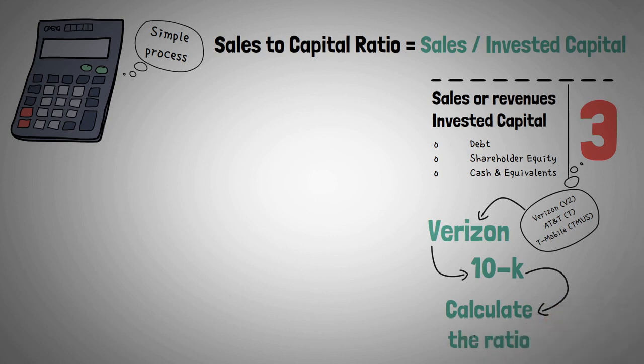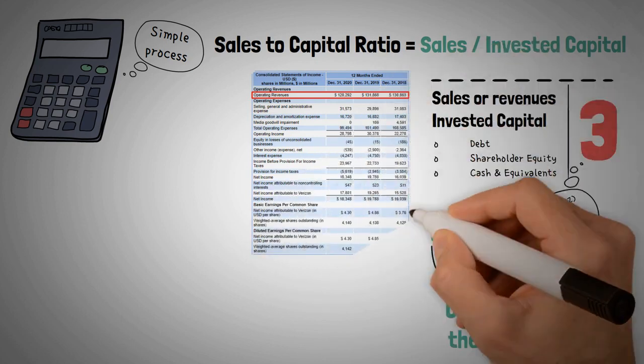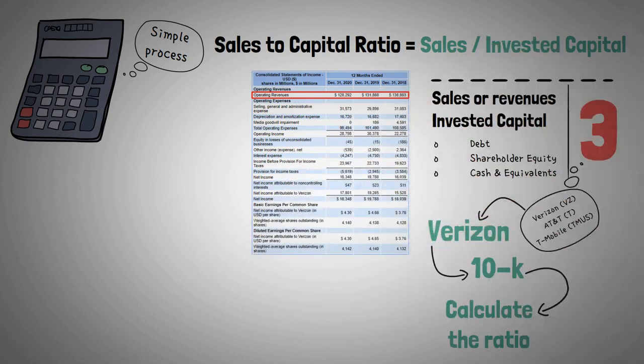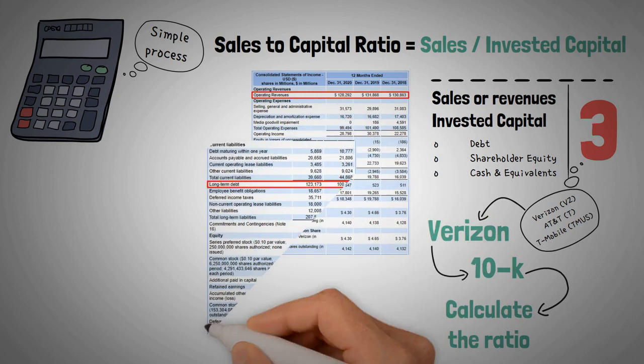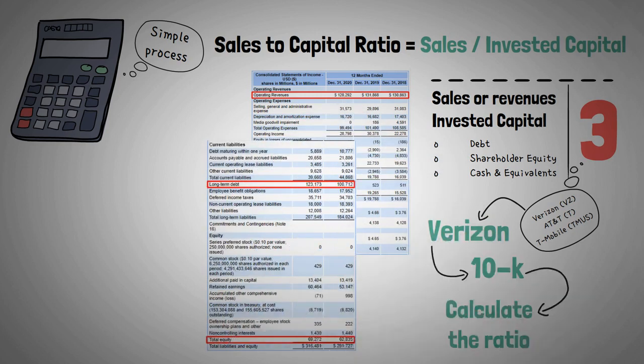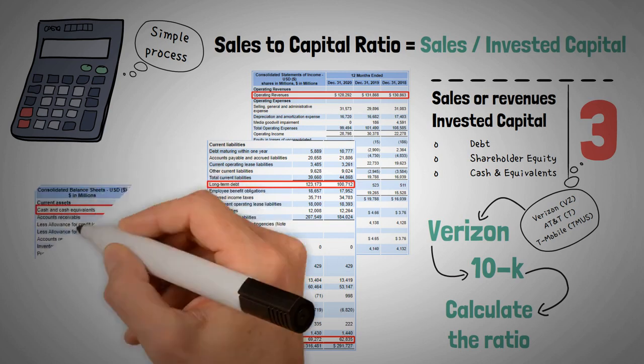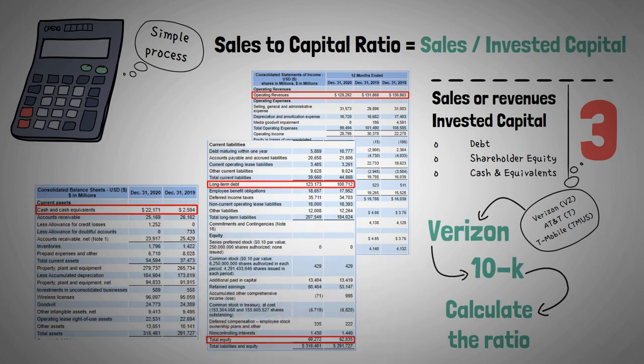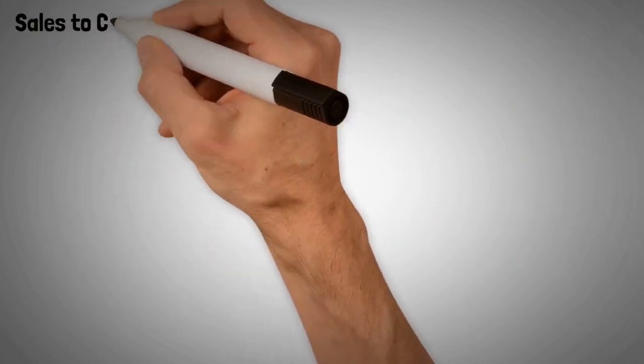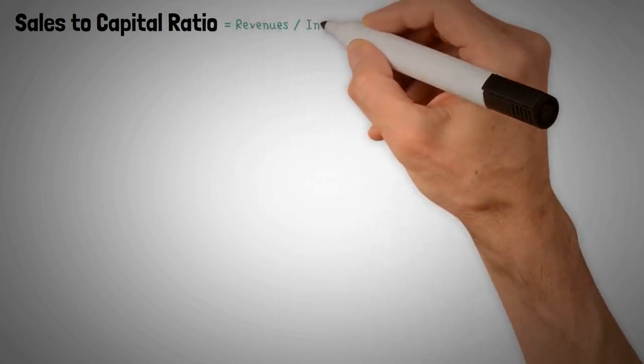First up, Verizon, and I will pull up the 10-K and locate each of the items to calculate the ratio. We are pulling the highlighted numbers for our inputs from both the income statement and balance sheet. Revenues, $128,292. Long-term debt, $123,173. Shareholders' equity, $69,272. Cash and equivalents, $22,171.